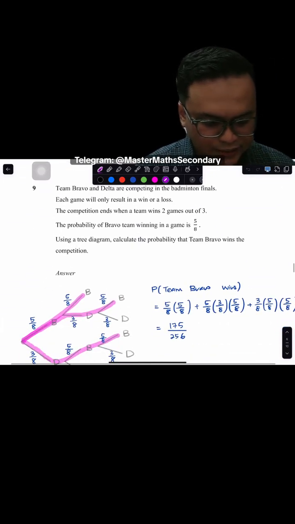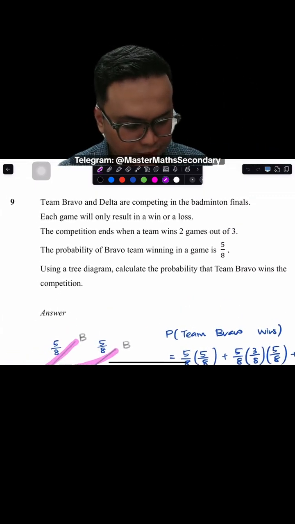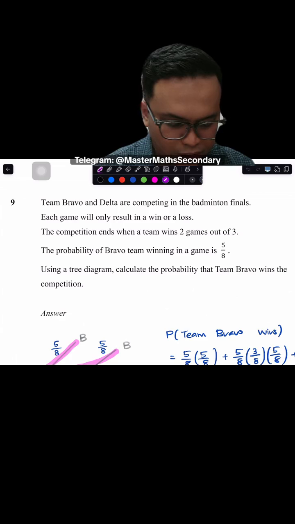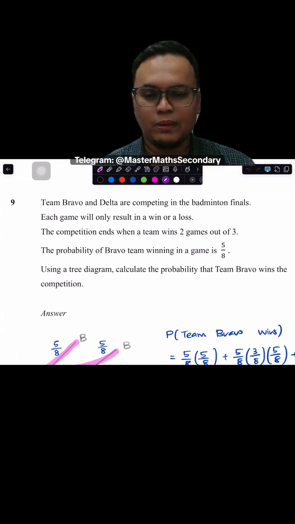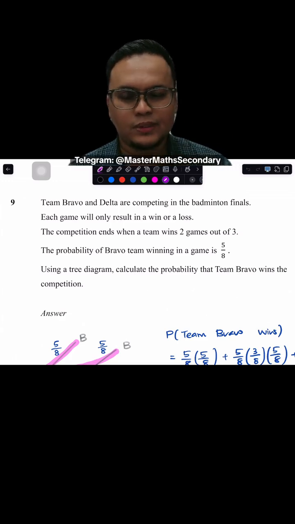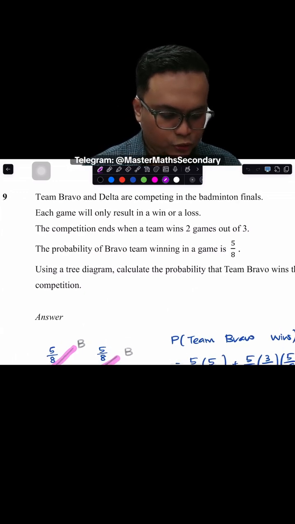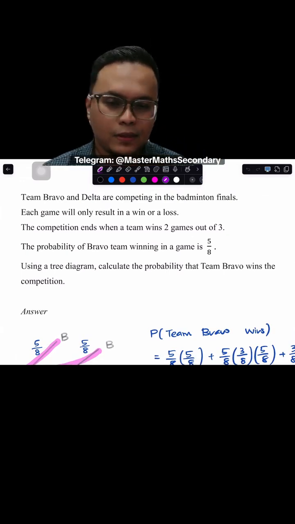Okay, so let's take a look at question 9. Okay, we have 2 teams there, Bravo and Delta. They are taking part in the badminton finals. In badminton, there's no draw, right? So it's either a win or a loss. The competition ends when a team wins 2 out of 3 games. So the moment you win 2 games, right, it stops lah. Okay, so the probability of Bravo winning a game is 5/8. Using a tree diagram, calculate the probability that Team Bravo wins the competition.